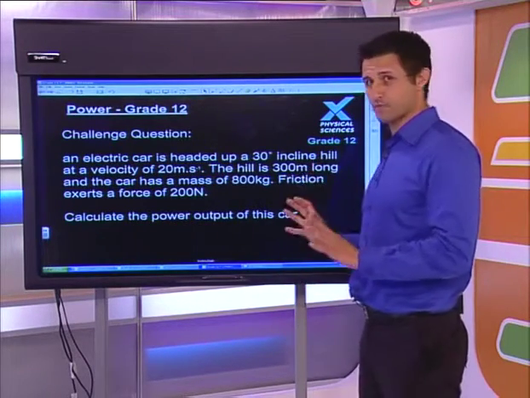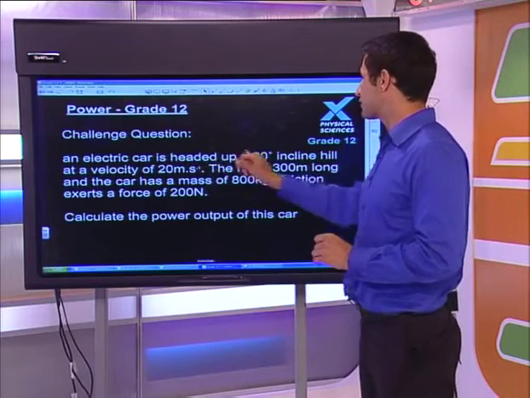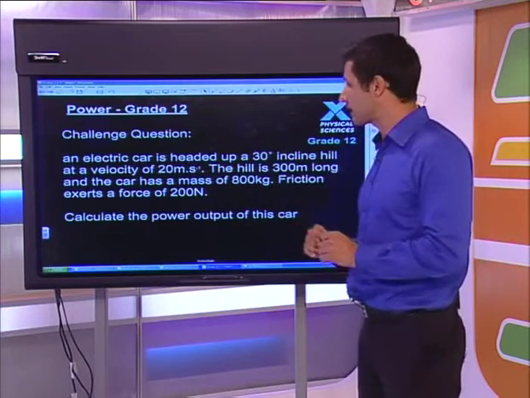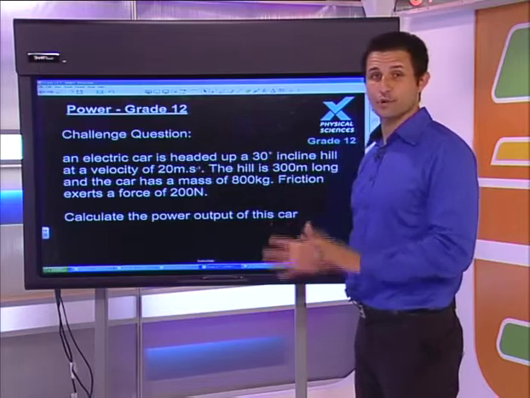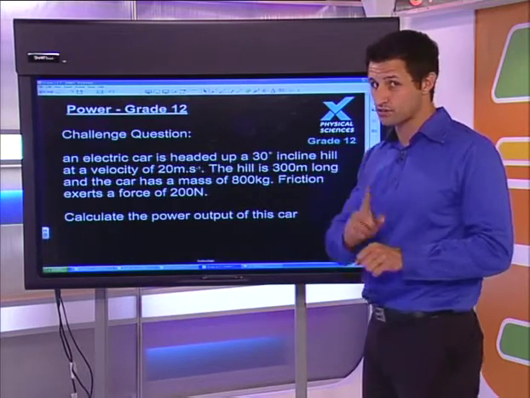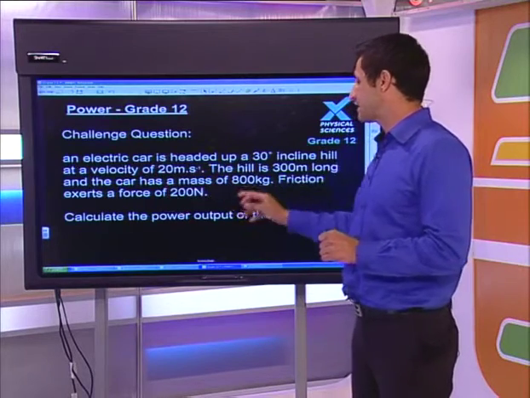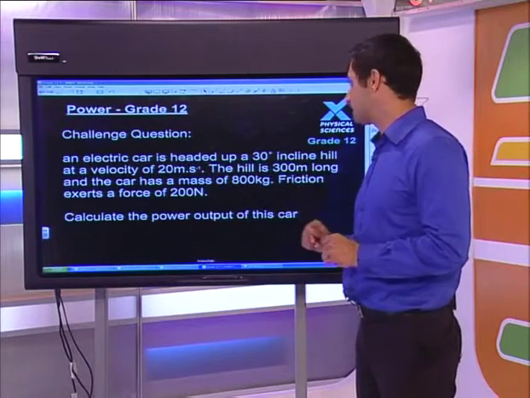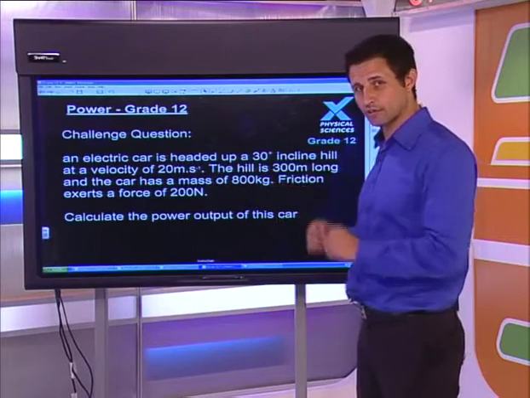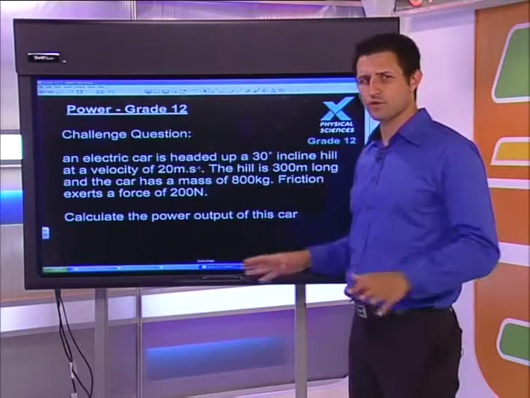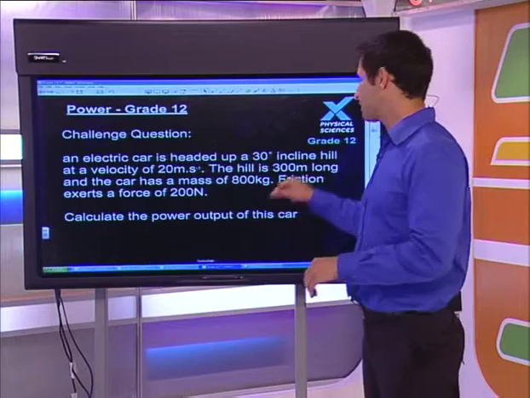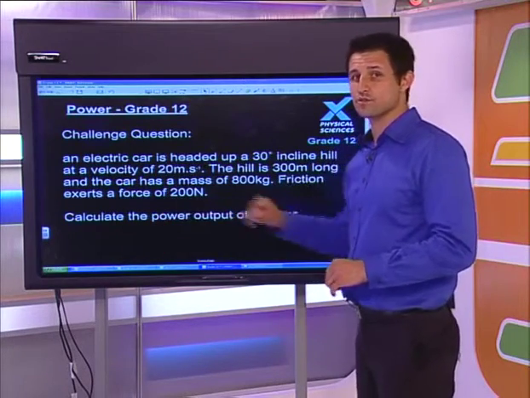Now, a lot of information going around. I've got an electric car, I've got 30 degrees as an incline, I have a velocity of 20 meters per second of this car, and that's a constant one, and the hill is 300 meters long, and the car has a mass of 800 kilograms. Friction does play a role in this question. A lot of people say, just ignore friction unless they tell you about it. I'm telling you about friction, and that's 200 newtons.